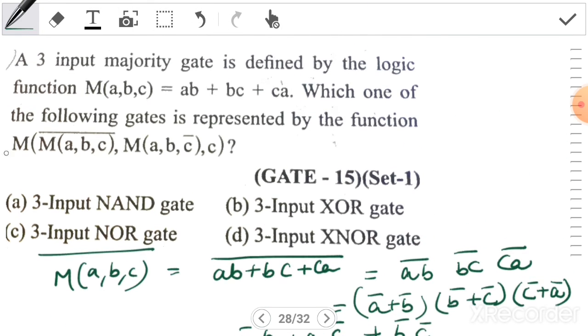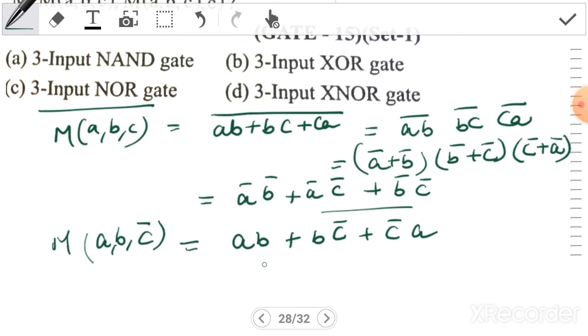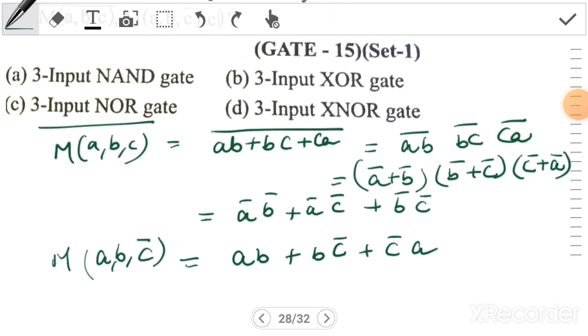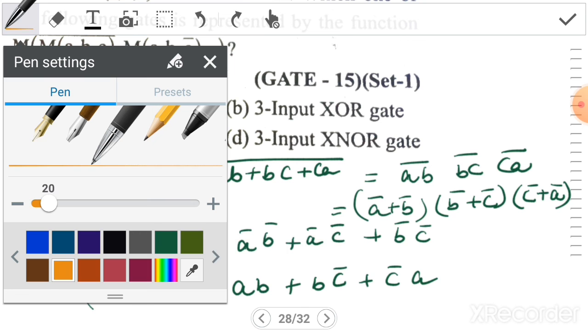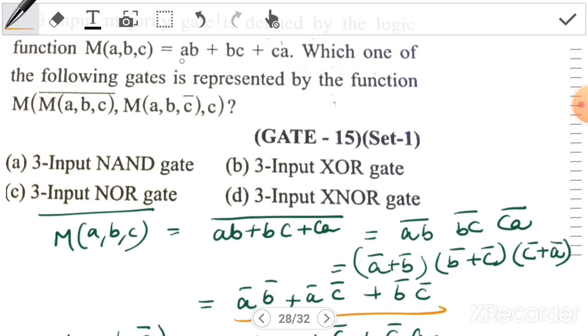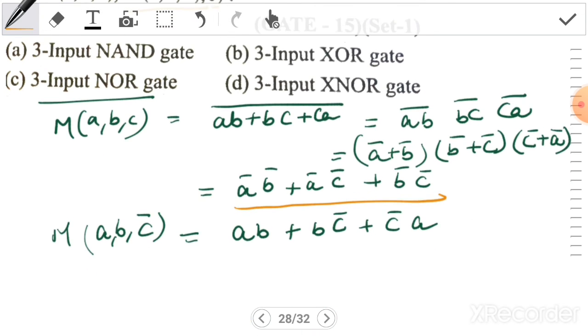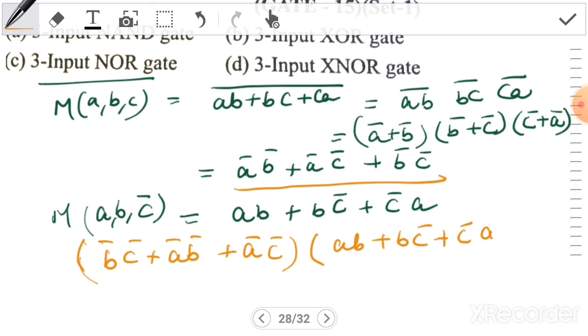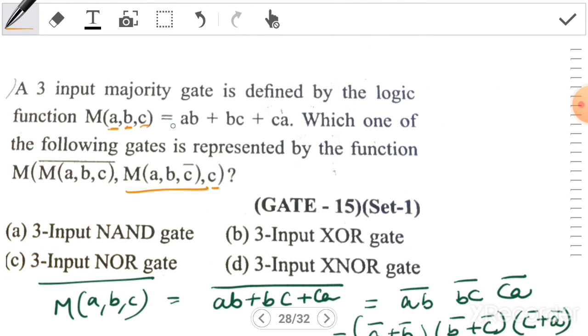Now we have to find the function of this, this and C. So put this in place of A and this in place of B, and C is C. So we have B complement C complement plus A complement B complement plus A complement C complement, and AB plus BC complement plus C complement A.